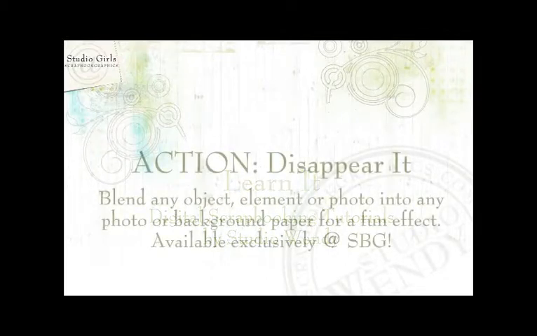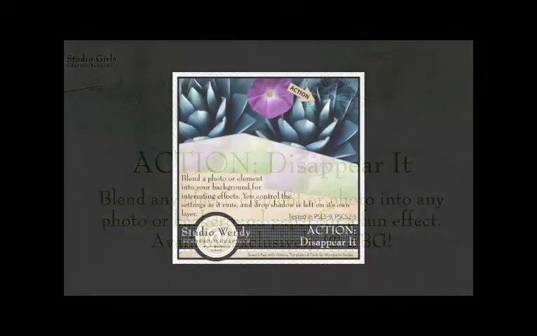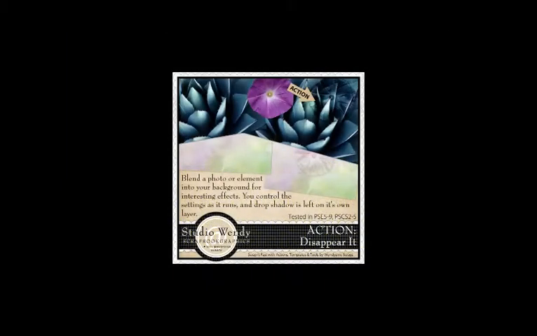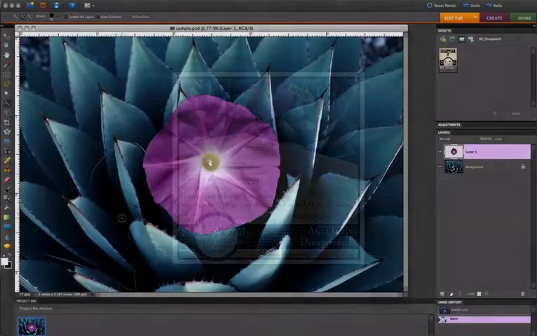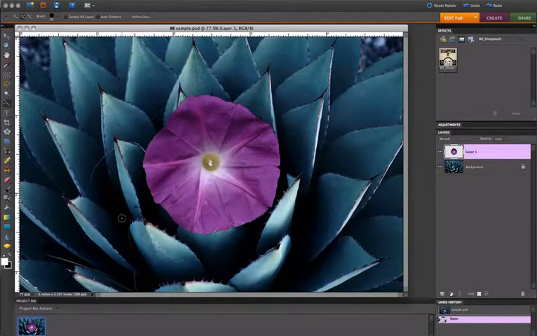Today we're going to be looking at using the Disappear It action. The Disappear It action will take any element or photo and blend it into the background, whether that's a paper or another photo. It kind of hides the object right into the photo behind it.